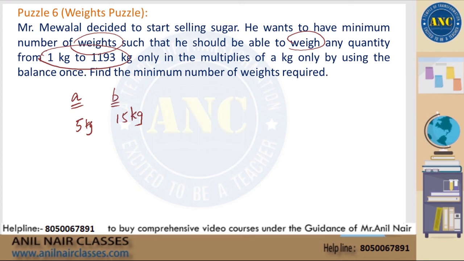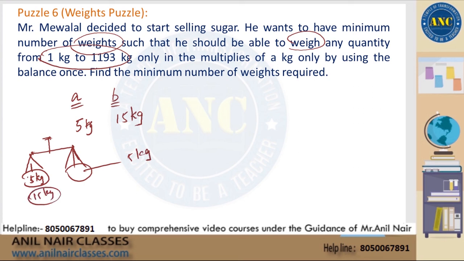So what are the weights that I can measure? Say I use a common balance, this is your common balance. Now, if I put the 5 kg weight here, I can weigh 5 kg. If I put 15 kg here, I can weigh 15 kg. But if I put the 5 kg weight plus the 15 kg weight here, I can effectively weigh 20 kg.